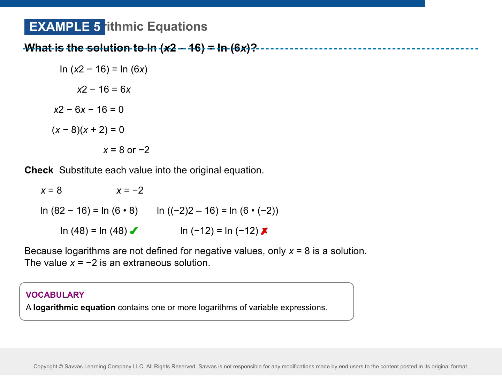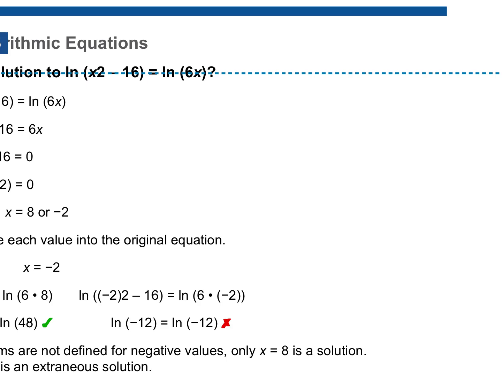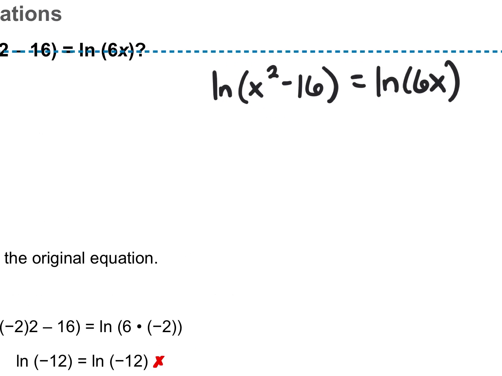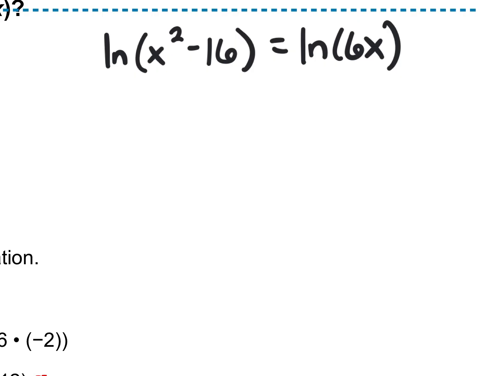Go ahead and write this example off to the side of example 5. So we have natural log of x squared minus 16 equals natural log of 6x. What is something you notice about this problem compared to what we had before?